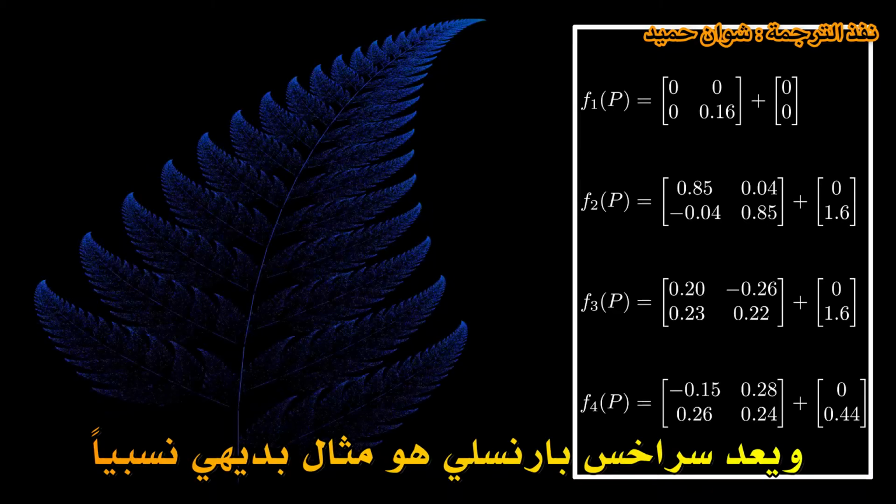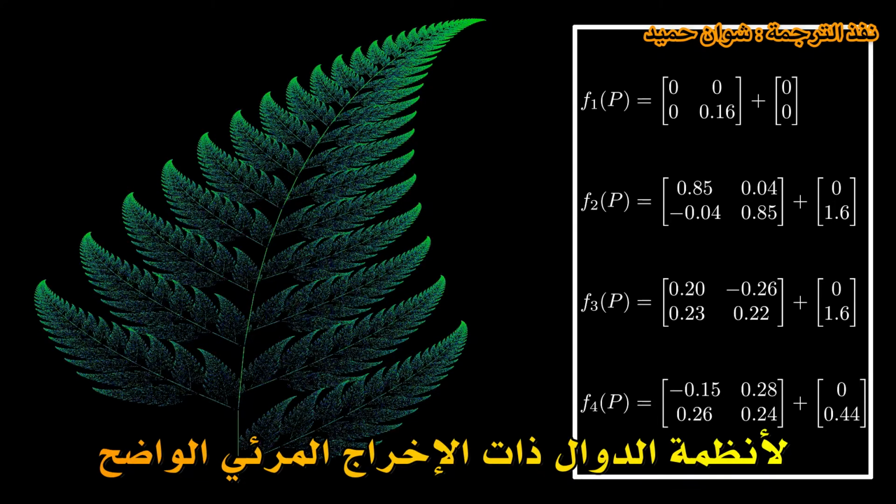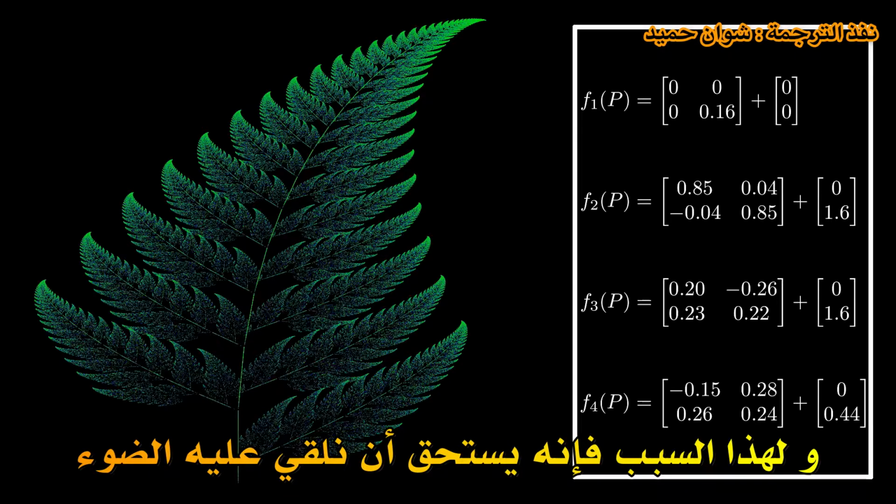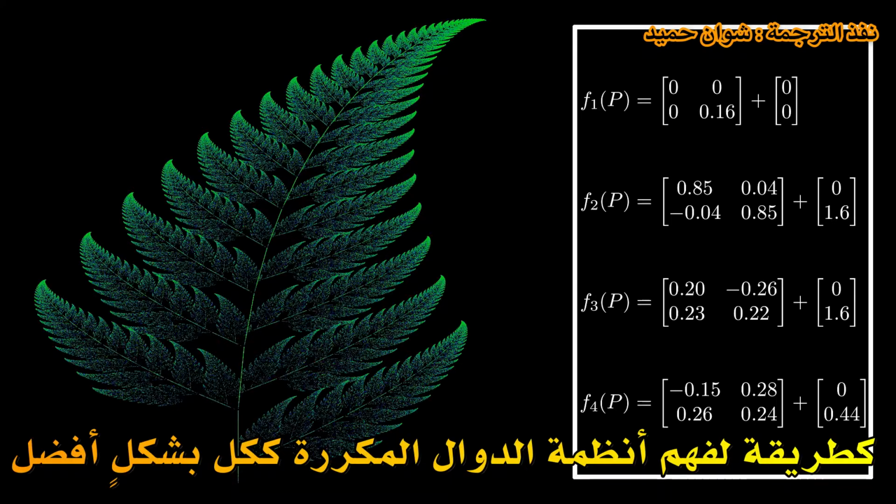And the Barnsley fern is a relatively intuitive example of function systems with a clear visual output, and for this reason it's worth highlighting as a way to better understand iterated function systems as a whole.